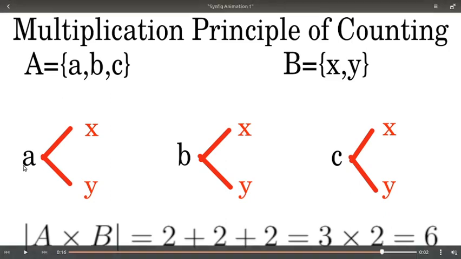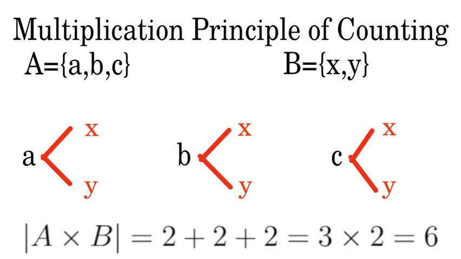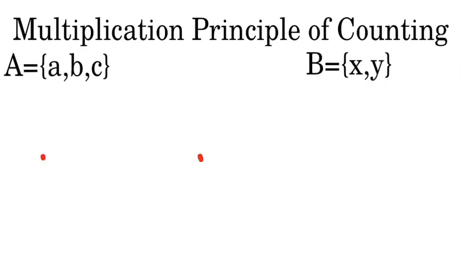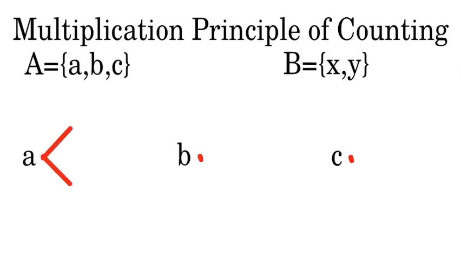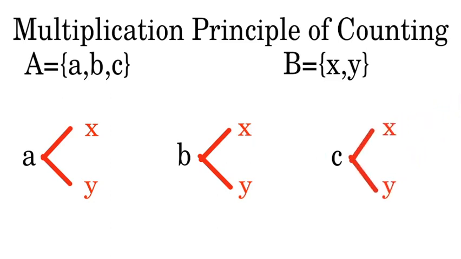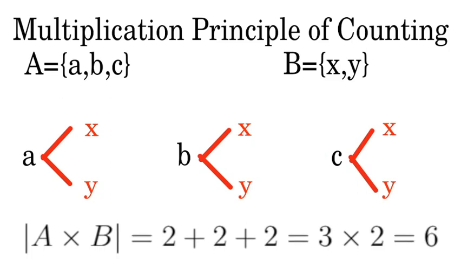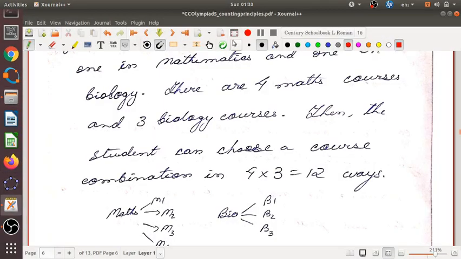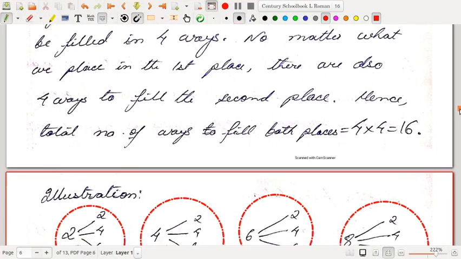So the first coordinate can be chosen in three ways. For each choice of the first coordinate, there are two choices for the second coordinate. So the total number of ways of selecting the ordered pairs is 3 into 2, that is 6. Let us have a look at this video again. So two sets, A, B, C. A corresponds with X, A with Y, B with X, B with Y, C with X, and C with Y. So that's how the number of elements of A cross B is 3 into 2. So this is an illustration for explaining the multiplication rule. This is exactly what we have done here, right?